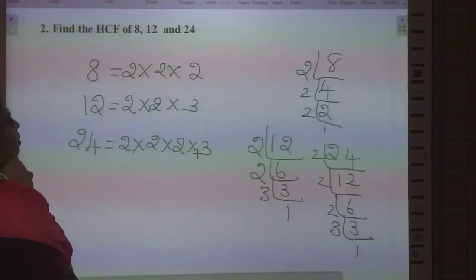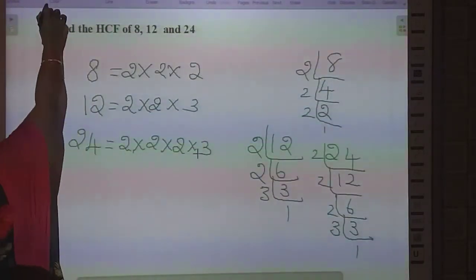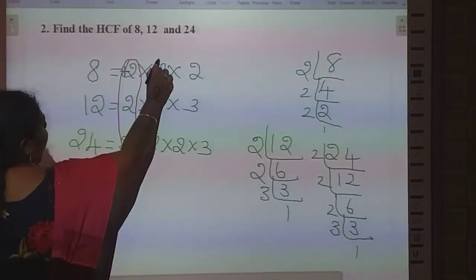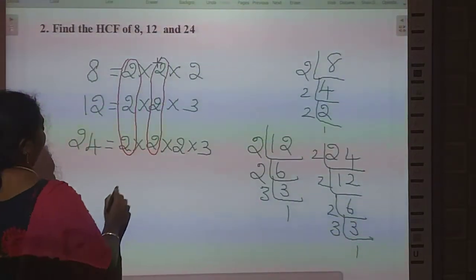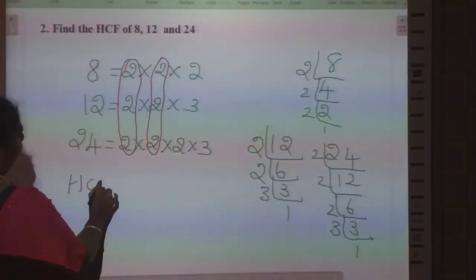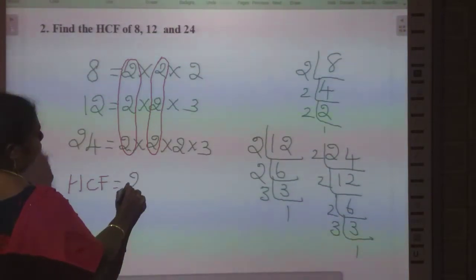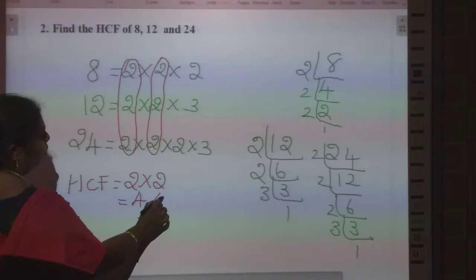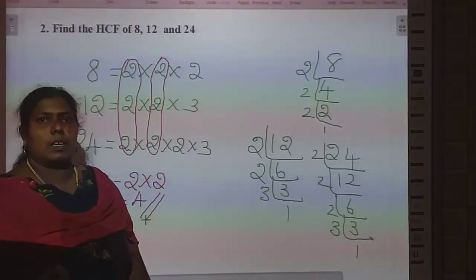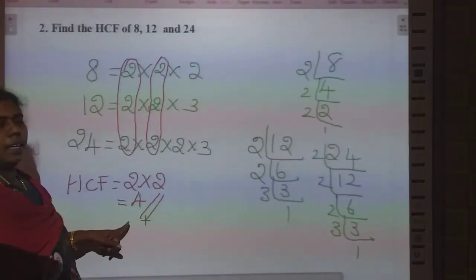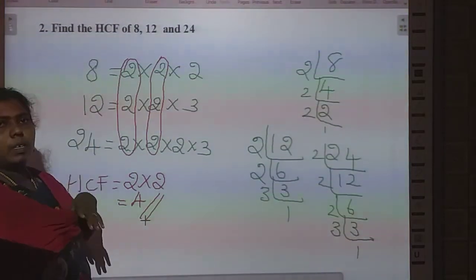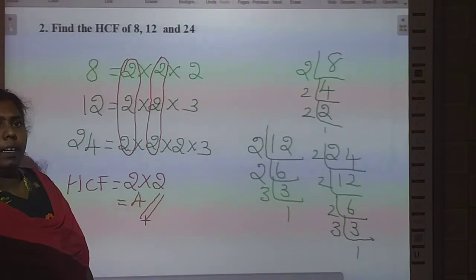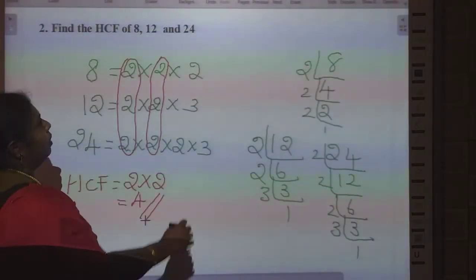Right? Yes. Now we can find the common factors. 2 is common here, and here also. So HCF is the highest common factor: 2 into 2. 2 times 2 is how much? 4. Right? So this is the highest common factor of these three numbers 8, 12 and 24. Do you understand? Yes. One more example.